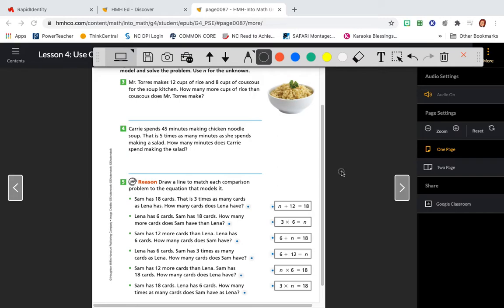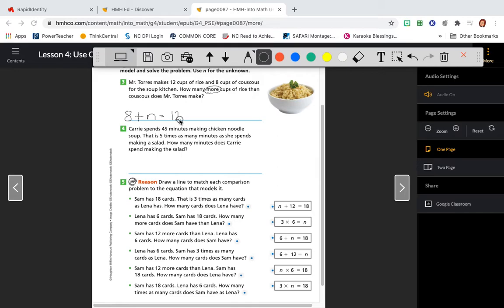So our first equation needs to be, let's look at what we have. We know that we're trying to figure out how many more cups of rice and couscous does Mr. Torres make. We know that he makes 8 cups of couscous, so we're going to put an 8 here. And our keyword is more, so we are adding. But we don't know how many more cups of rice, so that's our unknown. And then his total number of cups of rice was 12. So we want to know how many more cups of rice than couscous does he make.